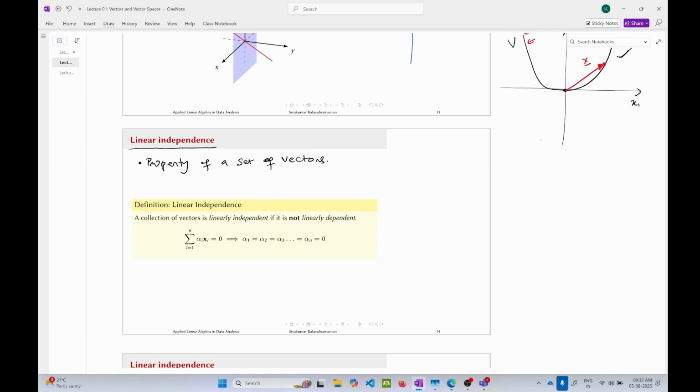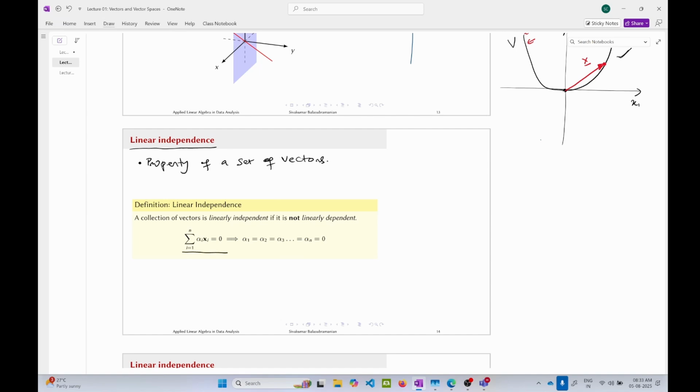Okay, it's not a set. Linear independence is not a set. It's a property. All right. So we say that the collection, the set of vectors, is independent if it's not linearly dependent. I'll say what linearly dependent means.